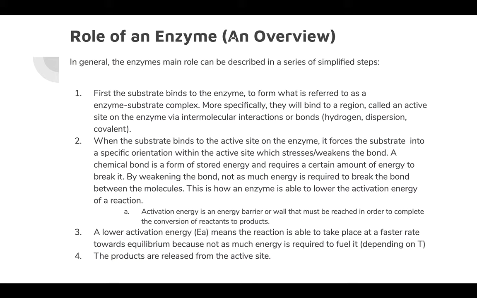What is the role of an enzyme? This will be described in a series of simplified steps. First, the substrate is going to bind to an enzyme and form what is called an enzyme substrate complex. More specifically, it will bind to an area called an active site on the enzyme using intermolecular interactions or bonds, and this might include hydrogen, dispersion, or covalent bonds.